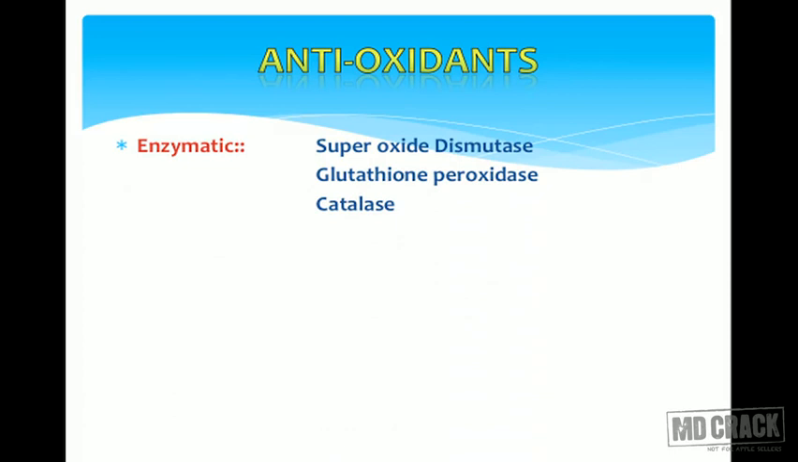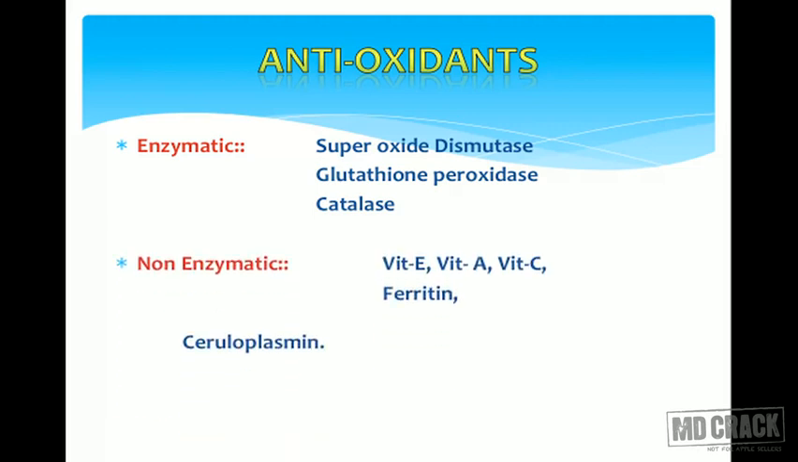But our body has antioxidative mechanisms. What are the natural antioxidants inside the body? They are classified as enzymatic and non-enzymatic. Enzymatic examples are superoxide dismutase, glutathione peroxidase, and catalase. These enzymes are there in the mitochondria, in the peroxisomes, and even in the cytoplasm. And we have non-enzymatic antioxidant mechanisms like vitamin A, vitamin C, and vitamin E.